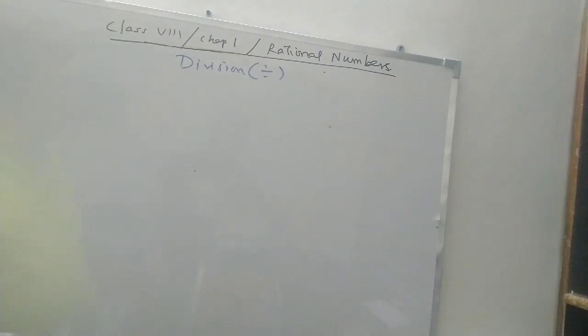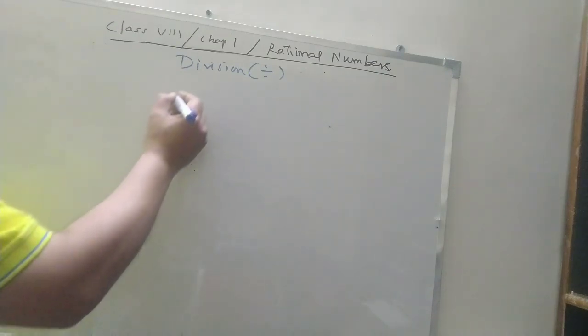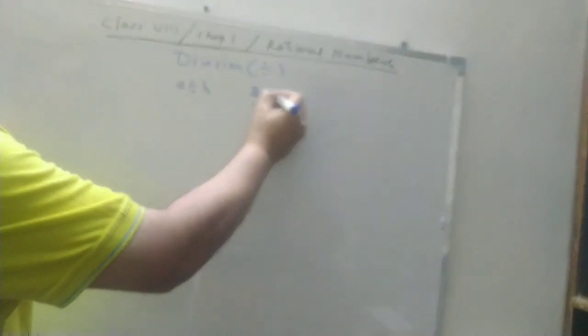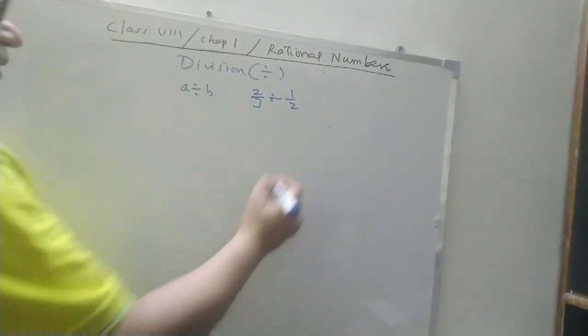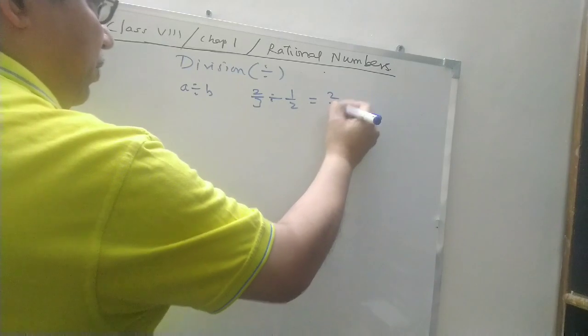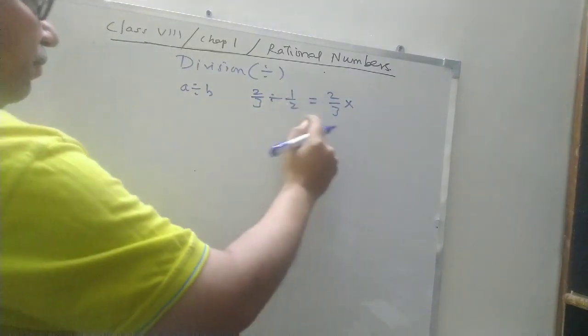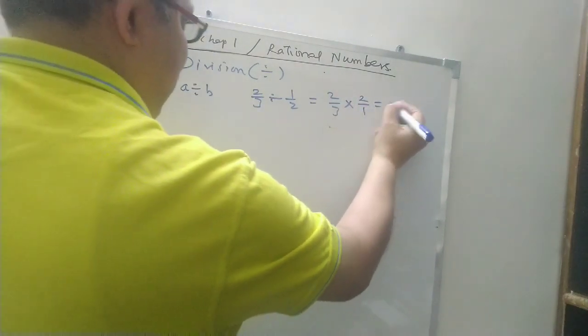I'm going to talk about division. Now all of you know what is division. I don't need to elaborate much on it. So suppose I have A divided by B. That is say 2 by 3 divided by say half. Now what is division? How do we do it? Instead of division, we put a multiply sign, and instead of 1 by 2, we put 2 by 1. So what is that? That is 4 by 3.